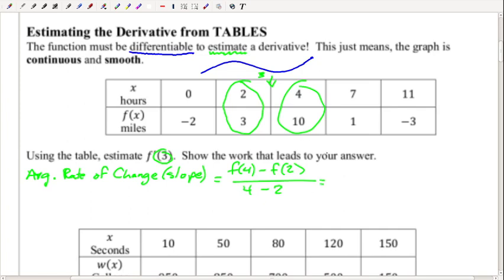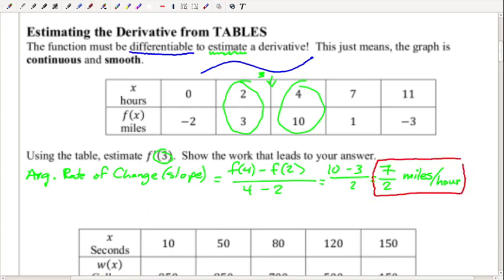So f of 4 is 10, f of 2 is 3, and 4 minus 2 is just 2. So this is going to be 7 over 2, or you could also write that as 3.5, and now we just got to add on the units. So my f values were in miles, and my x values were in hours, so this is miles per hour. And again, totally fine if you want to write that in a decimal, 3.5 instead of 7 over 2. Just for me, easier, 7 over 2 came out right away.